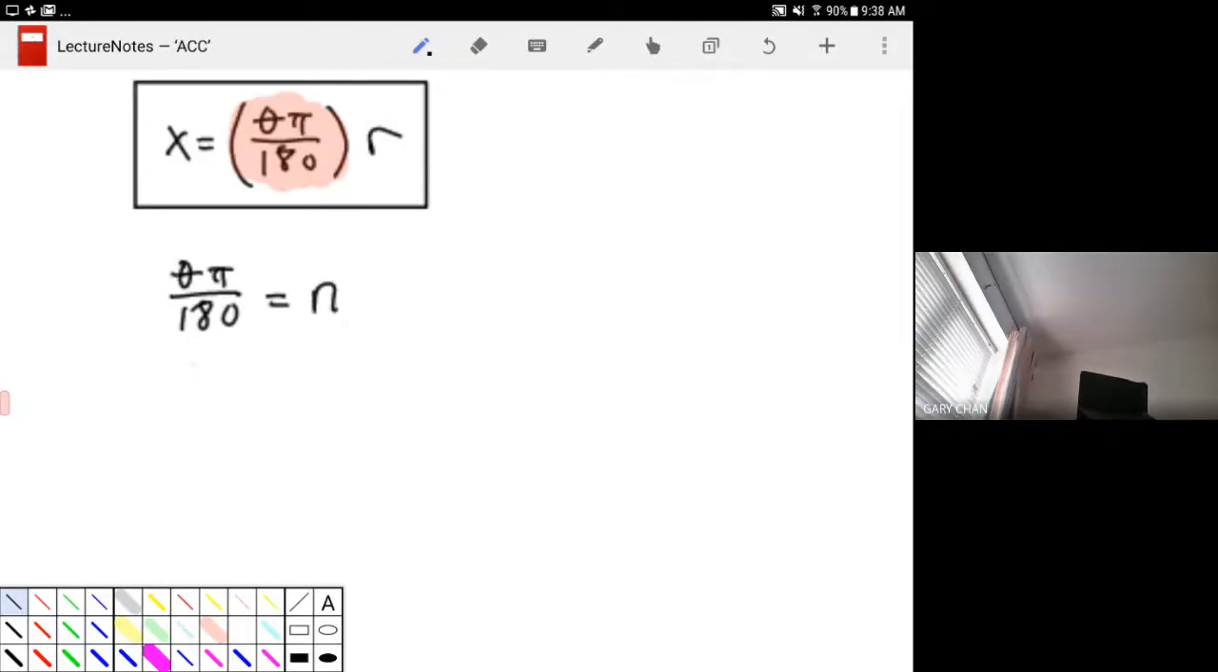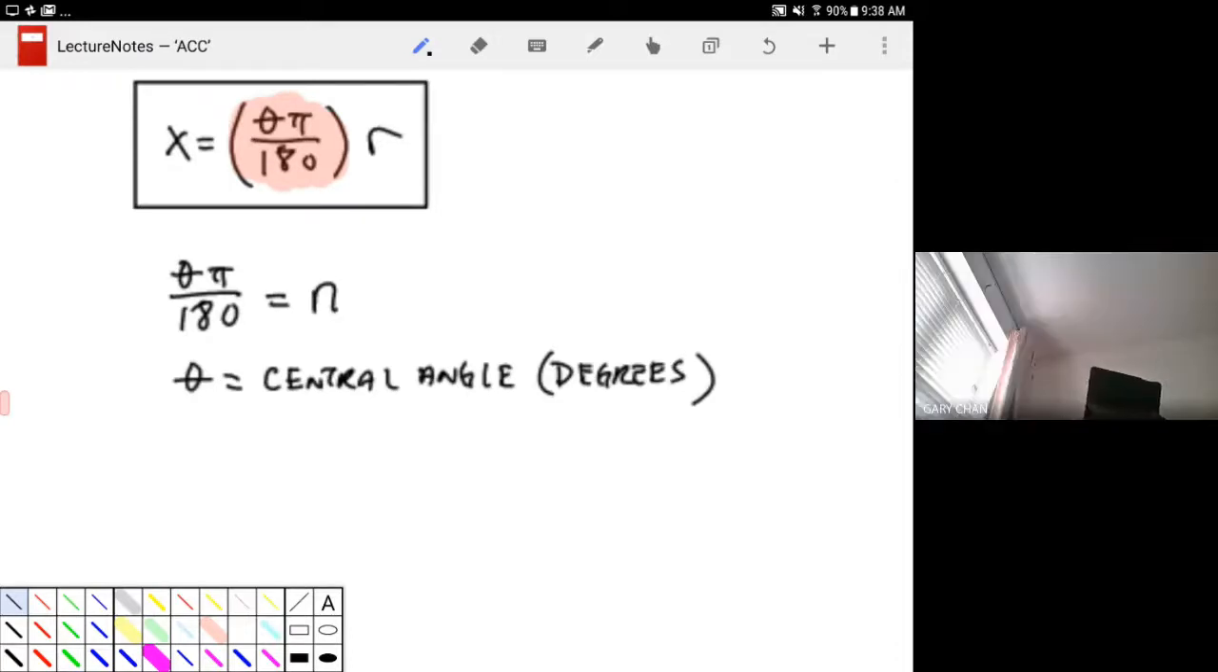Let's be clear here. Theta is the central angle, and it's the central angle in degrees. How many degrees are there in a circle? 360. N, which is what I'm calling theta pi over 180, is also the central angle, but this central angle is what we call a radian.